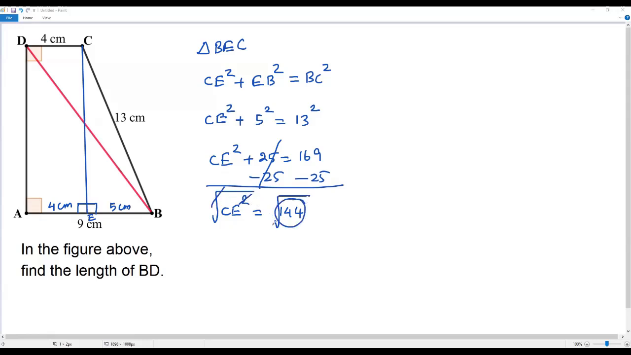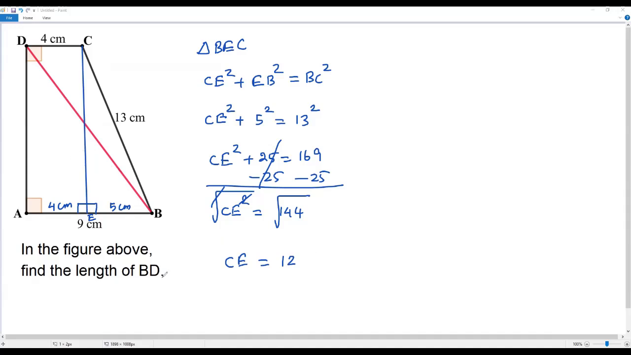When I take square root of a number, usually we consider a positive or negative sign in front of the square root. But here, CE represents the length of a line segment. So the length of a line segment cannot be a negative value. So in this positive or negative sign, we can consider only the positive sign. So now we have CE on the left side, and the square root of 144 is 12. So now I got the length of CE.